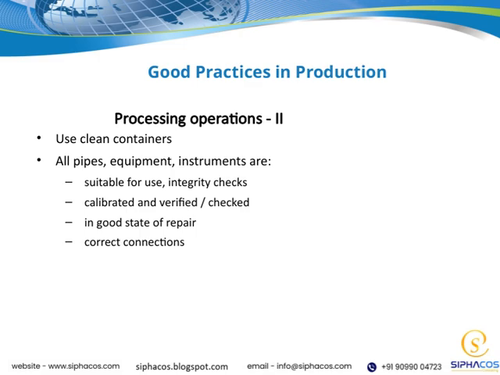Finally, correct connections are fundamental. Proper assembly and secure connections prevent leaks and cross-contamination, keeping our process safe and efficient. All of these practices, using clean containers, maintaining equipment, verifying instruments, and ensuring proper connections, are part of good manufacturing practices that underpin the overall safety and quality of our production process.